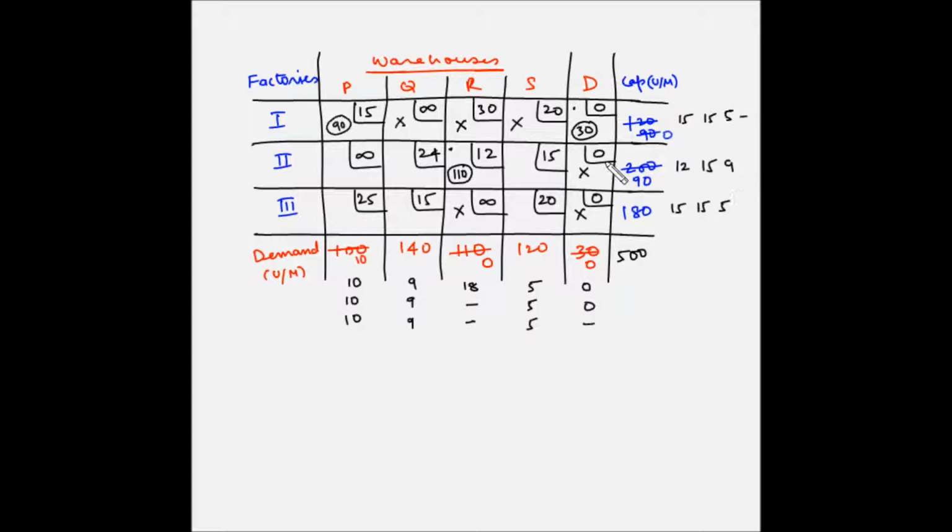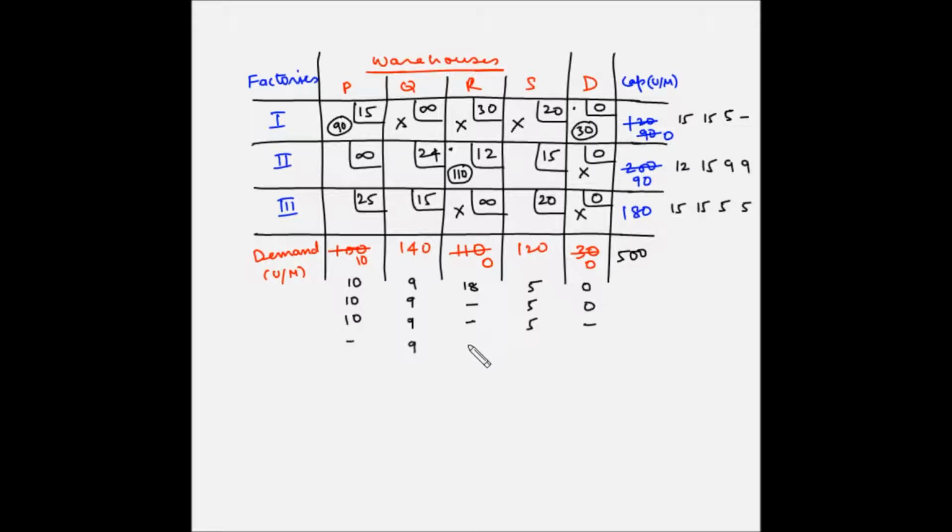For the second row, the lowest is 15 and the next lowest is 24. So 24 minus 15 is 9. For the third row, lowest is 15 and the next lowest is 20. So the difference is 20 minus 15, which is 5. Now for the first column, the lowest is 25 and the next number that we have is infinity, which is an imaginary number which we have placed. So since we can't calculate the penalty cost here, we'll skip this column. For the next column, 24 minus 15, which is 9.